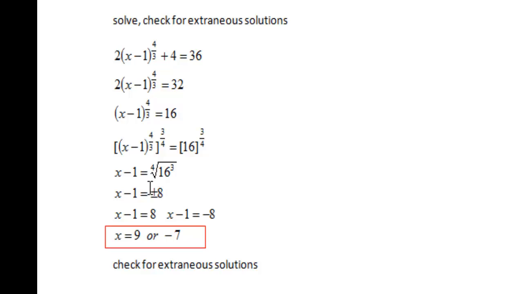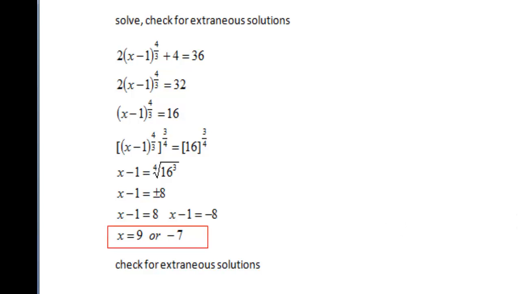So on the right side, you'll get positive and negative 8, and on the left side, x minus 1 remains x minus 1. Then what we do is we write it out as two equations, x minus 1 equals positive 8, or x minus 1 equals negative 8. When we add 1 to both sides in either equation, you'll end up with x equals 9 or x equals negative 7. You check for extraneous solutions. I'm not going to do it right now. You'll find that there are none.